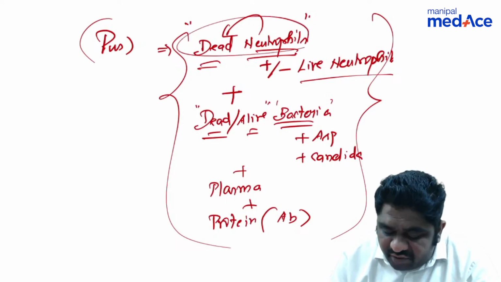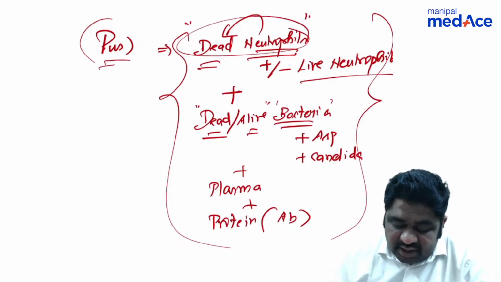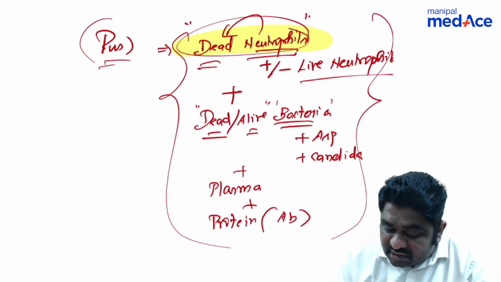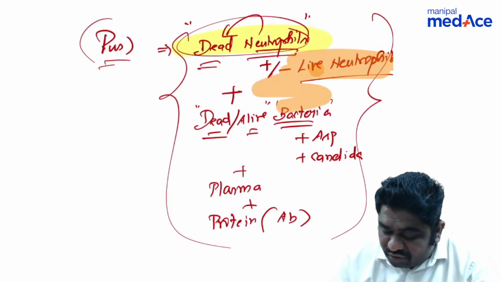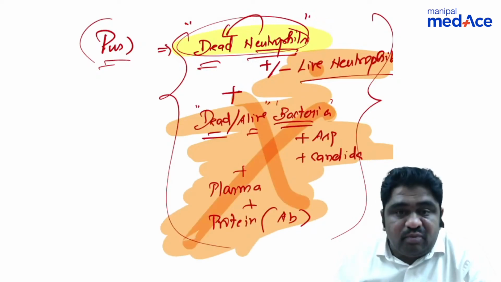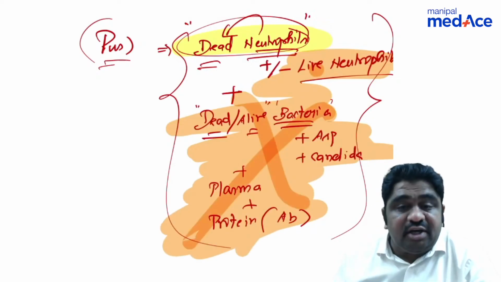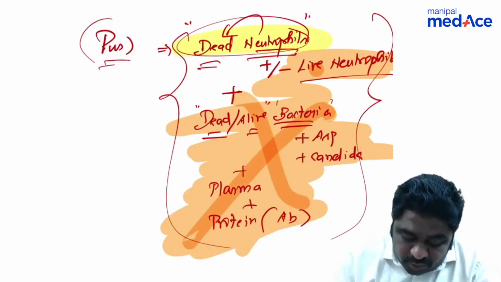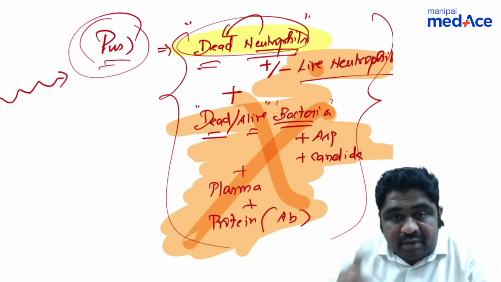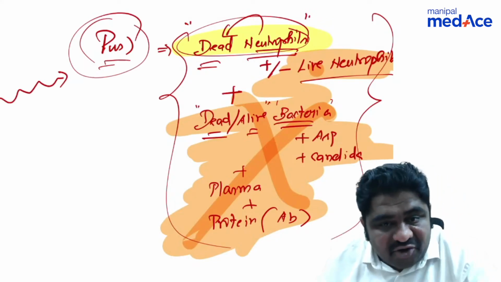Now whenever you have dead neutrophils, you can have pus. If I knock off the dead neutrophils, whatever else is present, live neutrophils, dead or alive bacteria, Aspergillus, Candida, plasma, protein, none of them will make any sense if the dead neutrophils are not present. So any organism that is capable of causing pus should primarily be able to kill the neutrophil. Are you following this part?